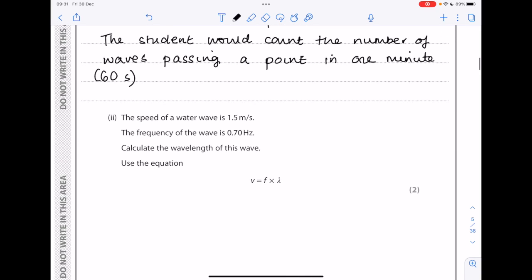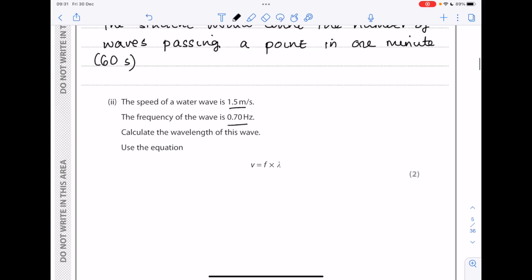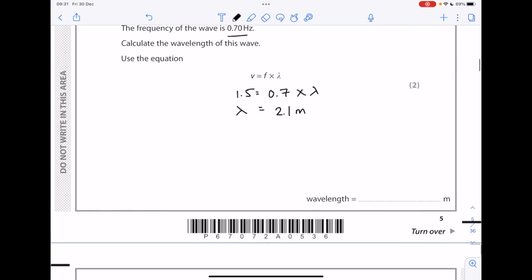The speed of a water wave is 1.5 meters per second. The frequency is 0.7 hertz. Calculate the wavelength. Well, this is nice. They've given us the equation. So V is 1.5, frequency is 0.7. We're looking for the wavelength. So divide both sides by 0.7 to get 2.1 meters to 2 significant figures.